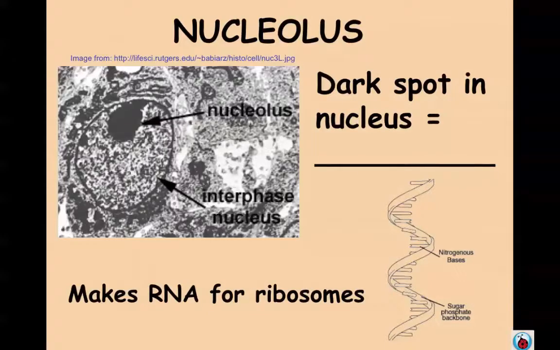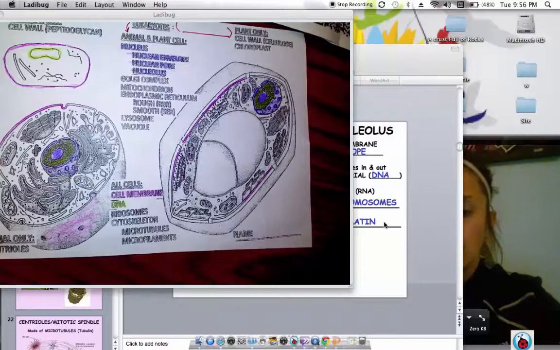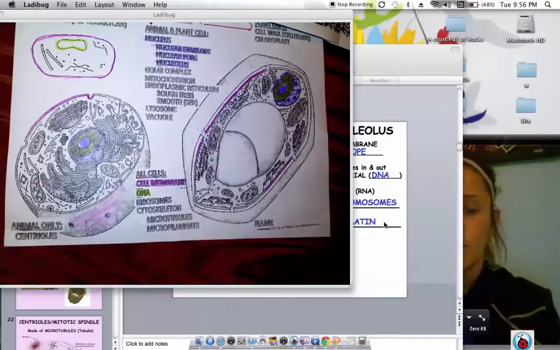The nucleolus, so that dark part in the center that we colored, it's going to basically make RNA for ribosomes. And we'll get more into ribosomes when we start talking about protein synthesis. But RNA, if you remember, is a nucleic acid, it's single-stranded, and it makes ribosomes, and RNA also helps in the production of protein.